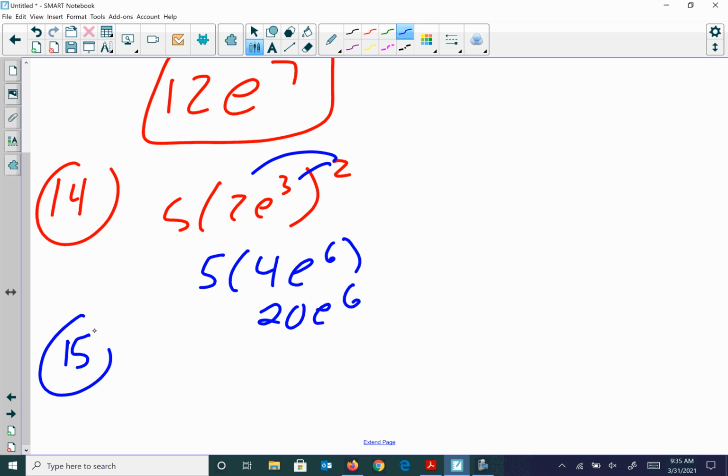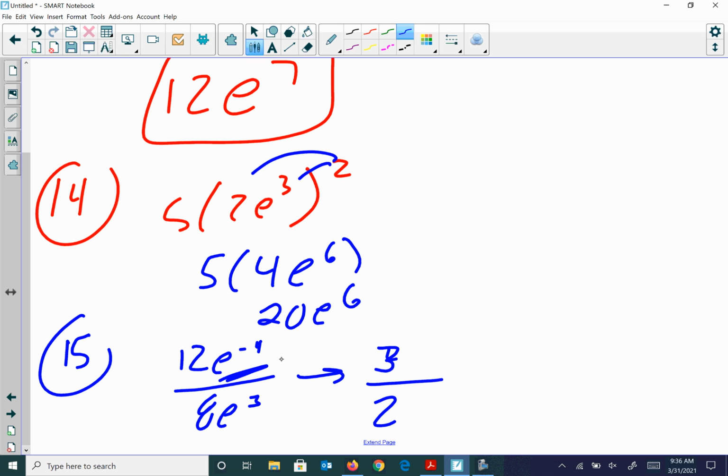Number 15 is going to be 12e to the negative 4 over 8e to the 3rd. Okay, so I can reduce 12 over 8. 4 goes into both, so that's 3 over 2. This is going to move down, so I get e to the 7th downstairs.